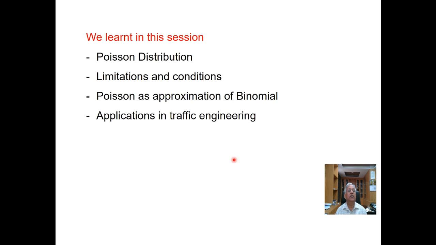So friends, what we have learned in this session is what the Poisson distribution is, what its limitations and conditions are, and how it can be derived as an approximation to the binomial distribution. And we have explained the applications in traffic engineering with the help of 2 examples.